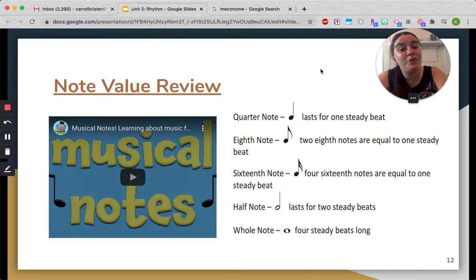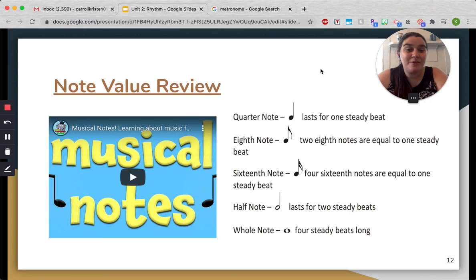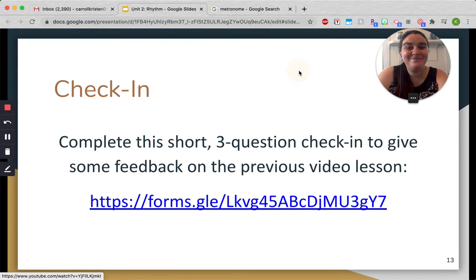All right, so to review: our quarter note, one beat of sound. Eighth note is half a beat of sound, and two eighth notes equal one steady beat. A 16th note gets a quarter beat of sound. Usually we have four 16th notes together, which equal one steady beat. A half note is two beats of sound, and a whole note is four beats of sound. If you'd like a review, pause my video and watch this quick little video that I included for you. Okay, you're going to do your three-question check-in, and I will meet you back for our next part of Unit 2.